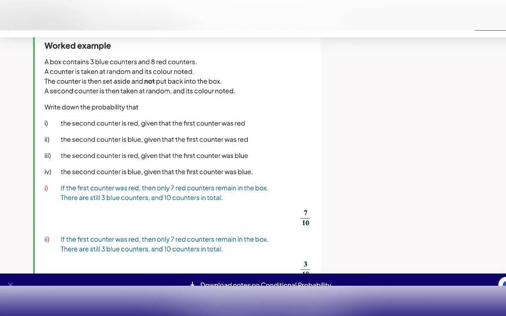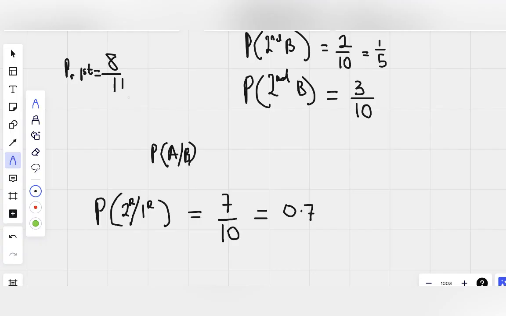Now the second question says, write down the probability that the second counter is blue, given that the first counter was red. Okay, the second counter is blue, given that the first one was red. We already know the probability of the first one being red. We know the probability of the first one being red is 8/11.